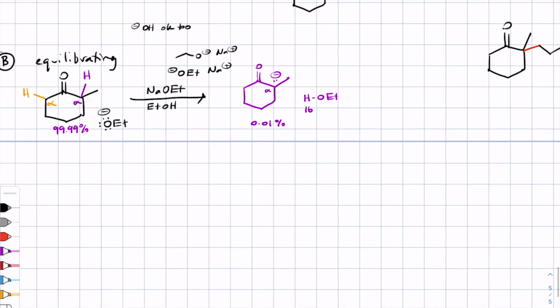And then once you've done that, you're not isolating this enolate. There's no really good way to isolate the enolate. That's kind of fun. Instead, you just start adding your alkyl halide to the solution and you hope for the best.